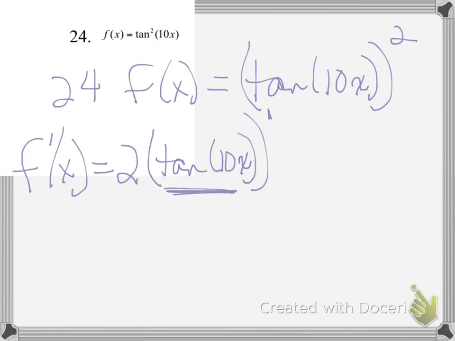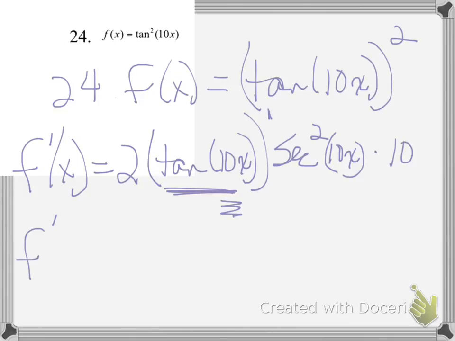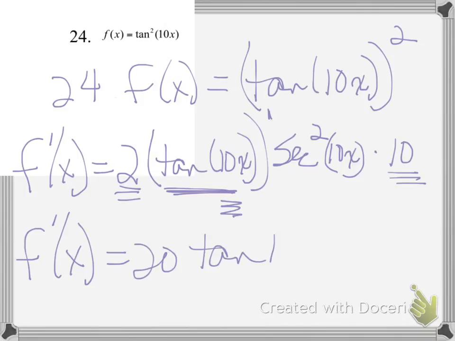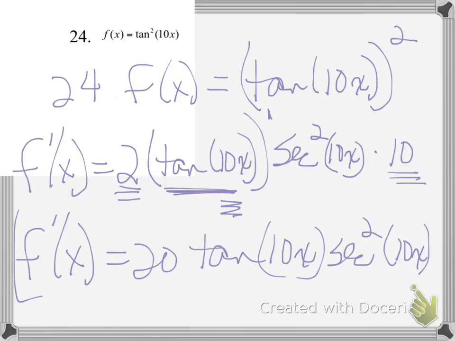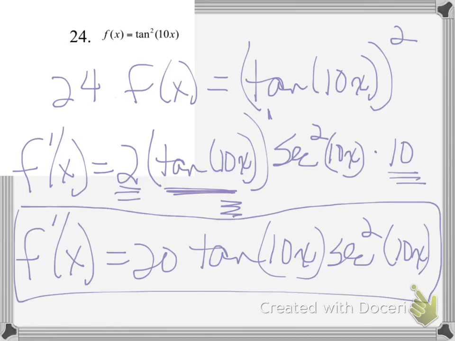Now take the derivative of the entire tan 10x. That's going to be secant squared 10x. Now take the derivative of the 10x. So that's going to be 10. Do not leave your answer like that. You've got to take this 10 and bring it to the front. And yes, you have to do that. So this is a 20. I then have tan 10x. And then I have secant squared 10x. And that is your final answer, and that's what I expect you to be able to give me back.